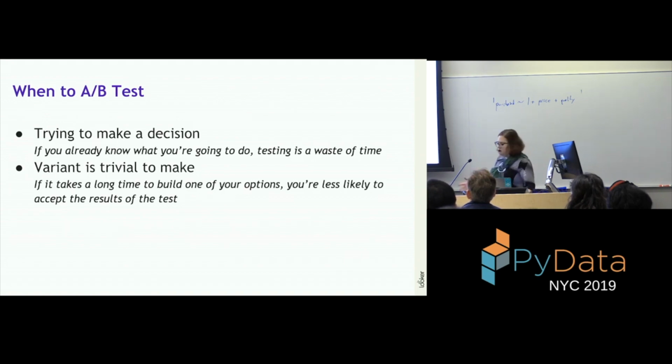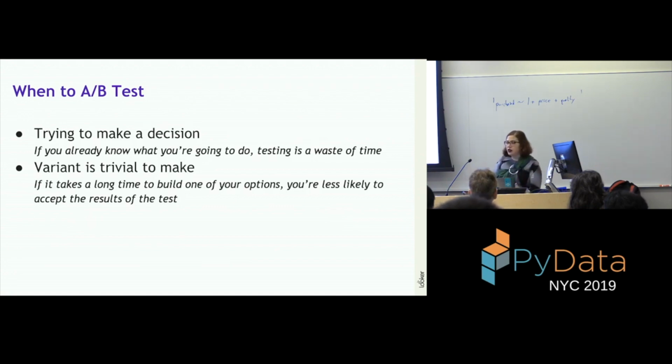The other thing that's important, that ties to actually making a decision, is it shouldn't be hard to make the A and B there. So in the example we used before, it's easy to come up with two different titles and it's relatively easy to show half to one, half to the other.